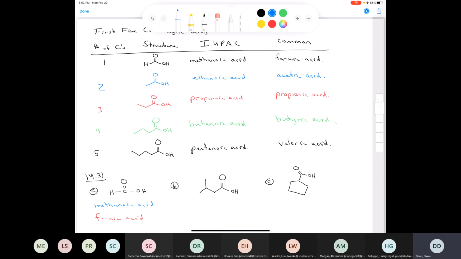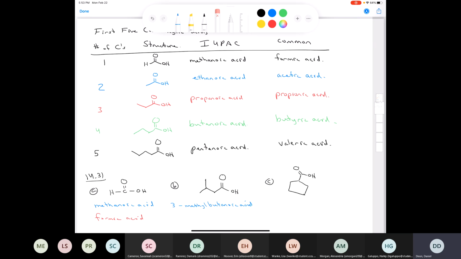Let's come up with an IUPAC name for this one here. You can see that we have a total of 1, 2, 3, 4. So this must be some kind of butanoic acid. And on the third carbon, we have a methyl group. So this would be 3-methyl butanoic acid. Now remember, when we're coming up with common names, we don't use numbers.